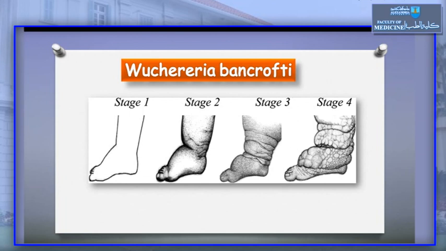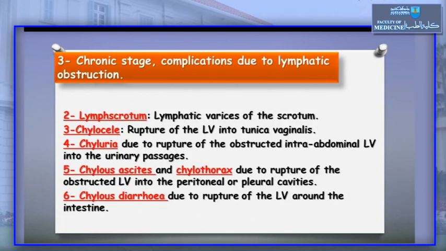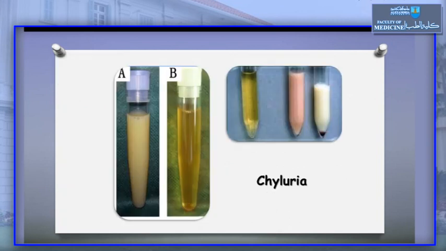Another complication is lymphoscrotum, or lymphatic varices of the scrotum; chylocele, which occurs due to rupture of lymph vessels into the tunica vaginalis; chyluria, due to the rupture of obstructed intra-abdominal lymph vessels into the urinary passages; chylous ascites and chylothorax, due to the rupture of obstructed lymph vessels into the peritoneal or the pleural cavities; and chylous diarrhea, due to the rupture of lymph vessels around the intestine. And this is a photo that compares normal urine and chyluria. As we see here, it is milky in appearance.